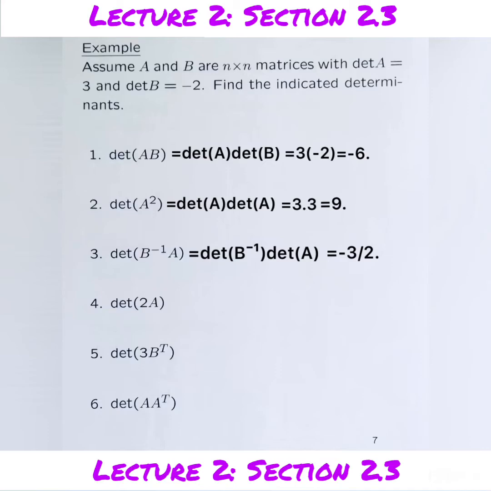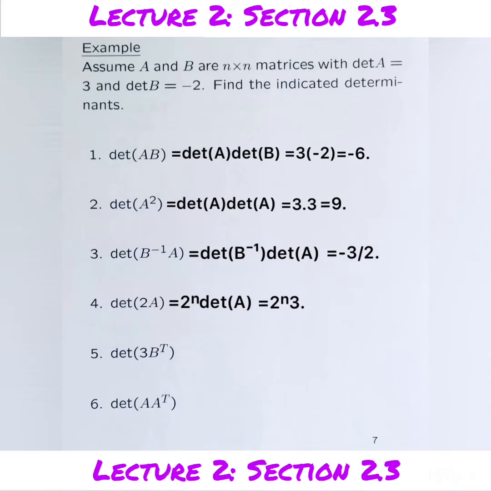Alright, so the next problem, problem number 4, is the determinant of 2 times the matrix A. Here we apply the first identity we did in section 2.3. Remember, we proved it by induction. In this case, the determinant of 2 times A is 2 to the power of n, where n is the number of rows and columns of the matrix A, multiplied with the determinant of A. So that becomes 3 times 2 to the power of n.